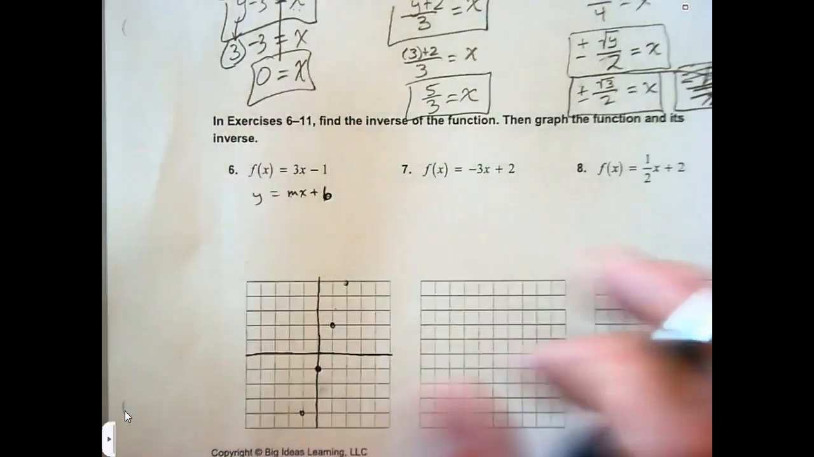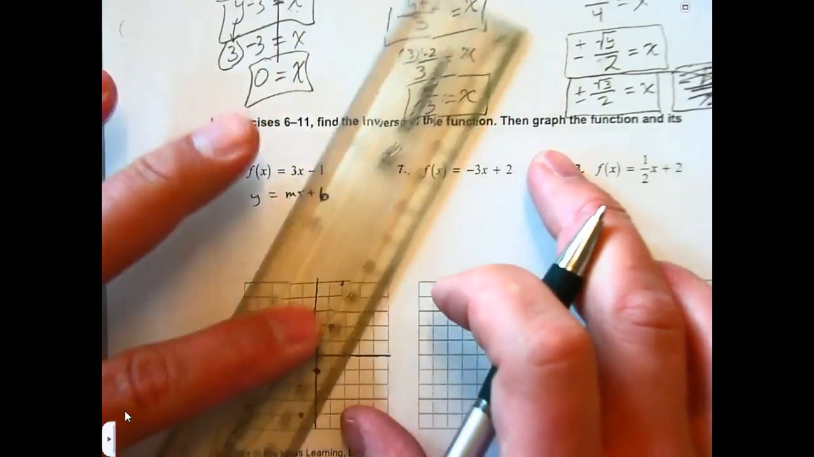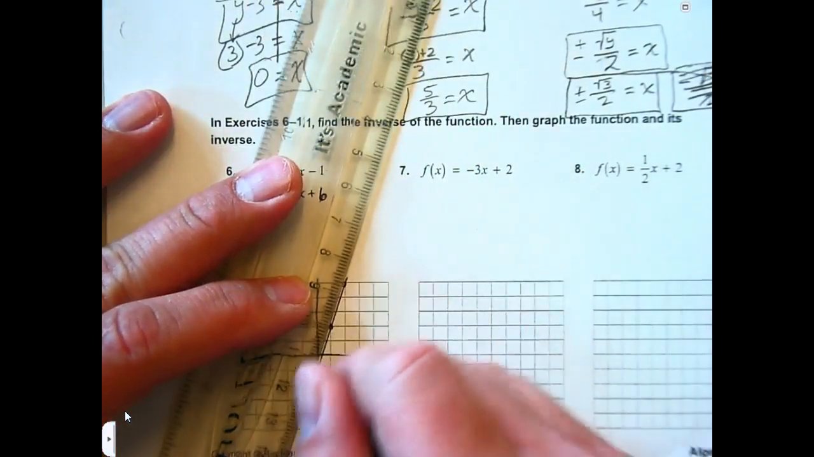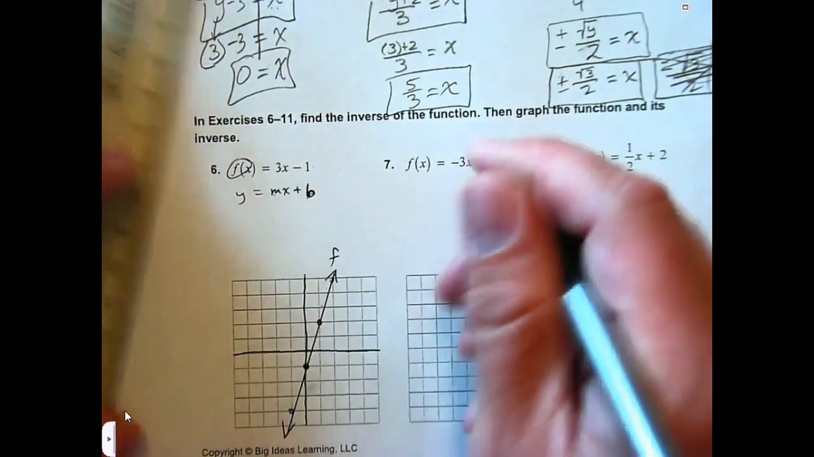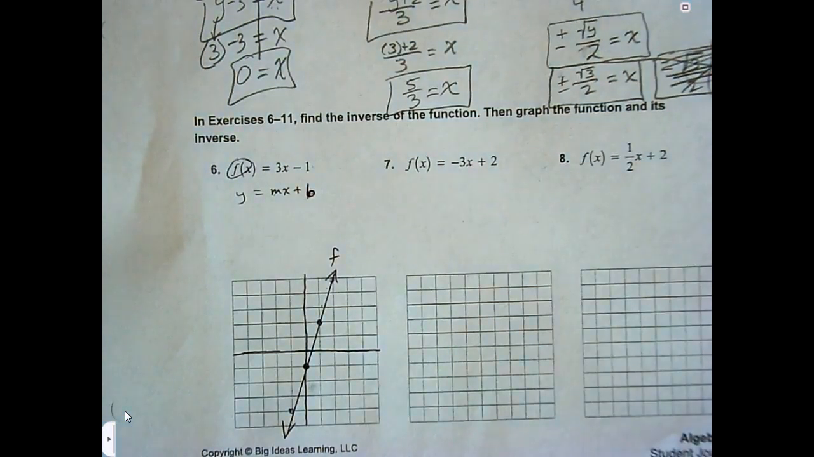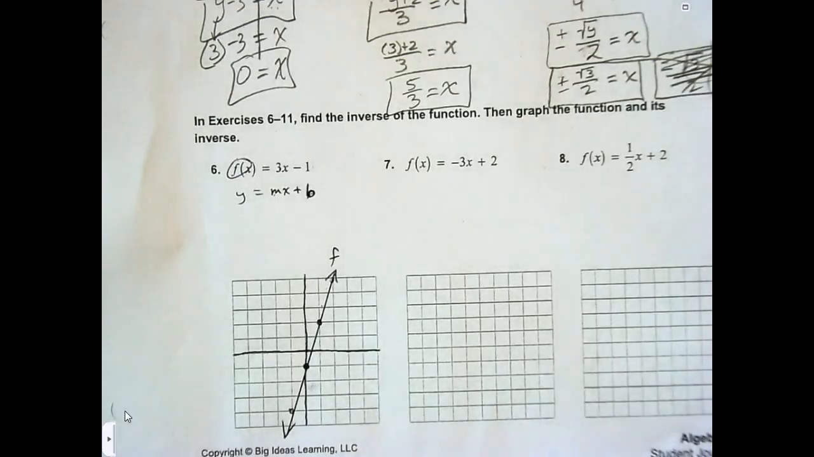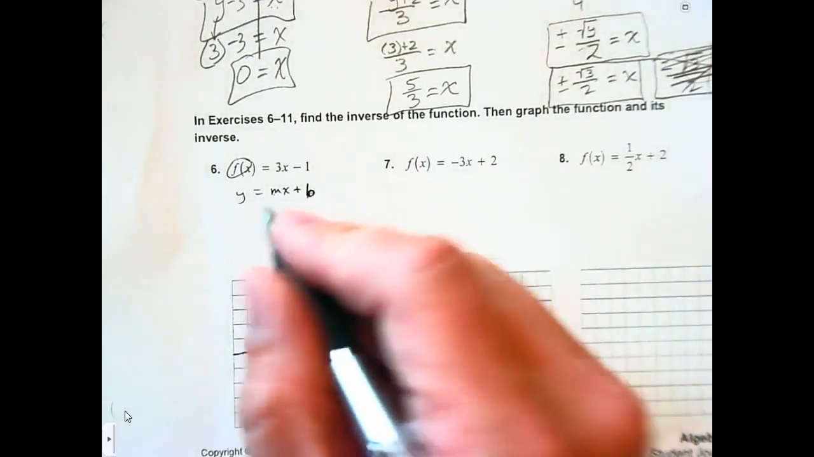We have our graph. So here's the original function. And when we're labeling it, let's label it as f. Okay? Then graph its inverse. Well, it actually says find the inverse first.